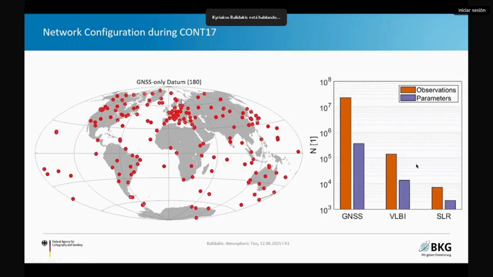What you can see here is that the difference from SLR to VLBI and from VLBI to GNSS is more than 1 order of magnitude. So this should somehow be taken into account in the combination, by appropriate weighting.